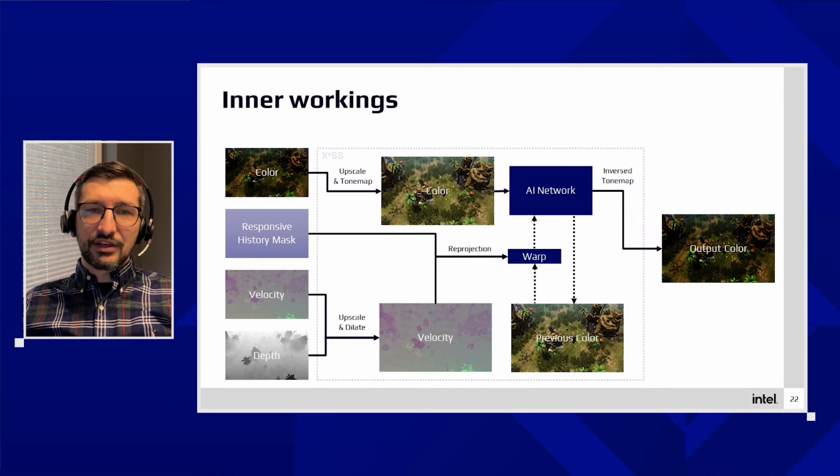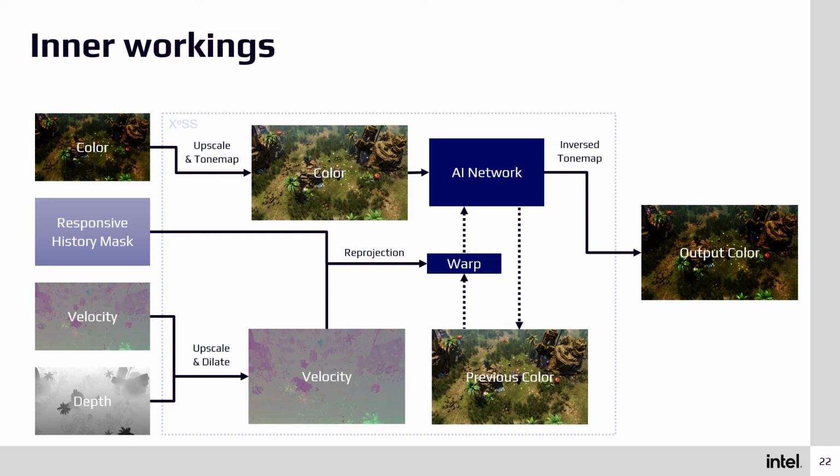To finalize this section, let's quickly have a look at XeSS inner workings. Starting from the top, the input color buffer gets upscaled and tone mapped. The tone mapping step is required because the training dataset was actually tone mapped too. You can think of this step as an input color space normalization. This is just a trivial upscale, non-temporal, but it also unjitters the input. The resulting image is an input to the AI network stage.